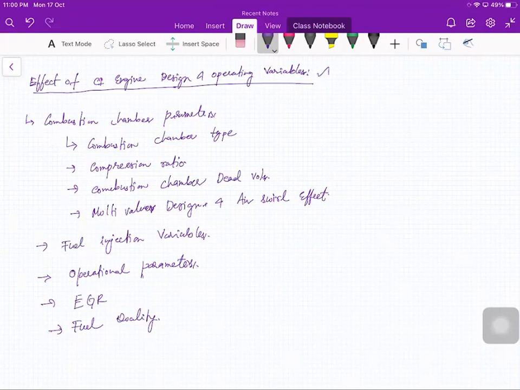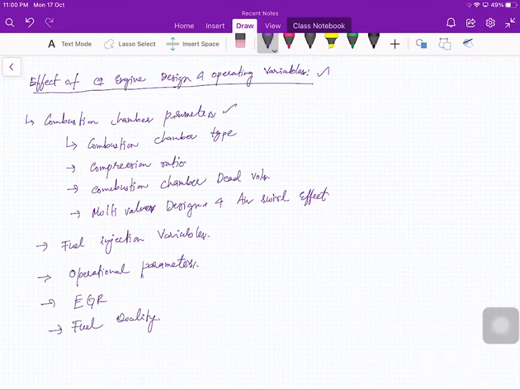Under this heading, we have a few subtopics to discuss. If time permits, we'll see most of the content; if not, we will restrict to a few. The first one is combustion chamber parameters. Under this topic, we have four subtopics.